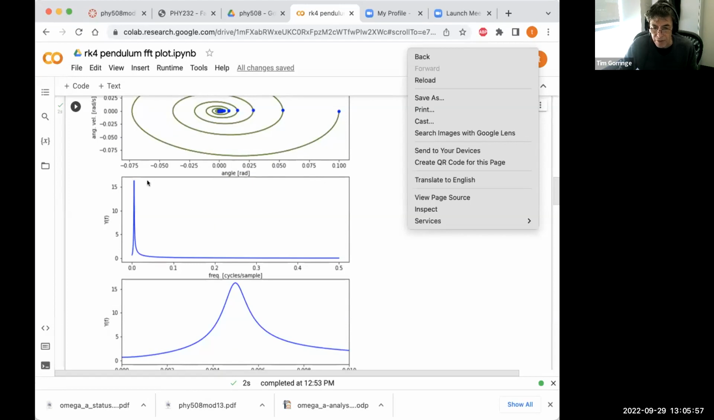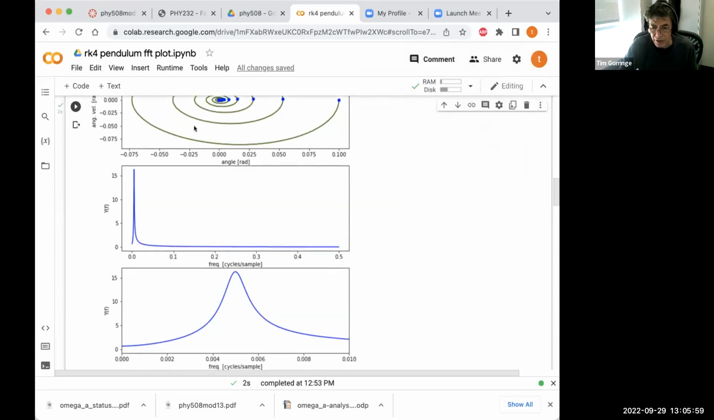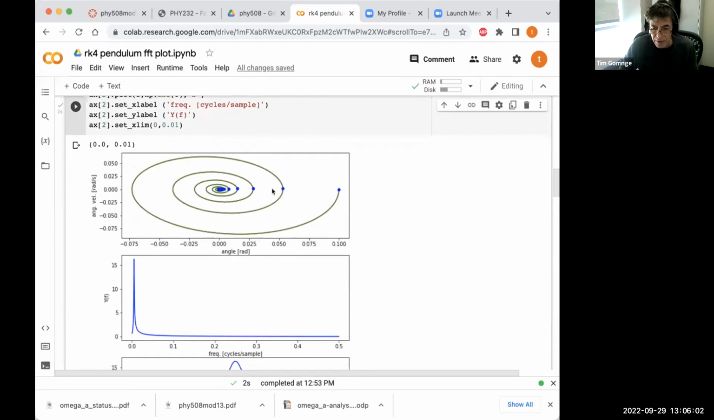So one of them is a familiar one to us for the damped pendulum. It's the phase space diagram. Horizontally is the angle and vertically is the velocity. And the green line is the phase space trajectory as the pendulum oscillates and dies off. And then the blue points are the Poincare section points. And you see they form a path from the initial conditions to the final equilibrium.